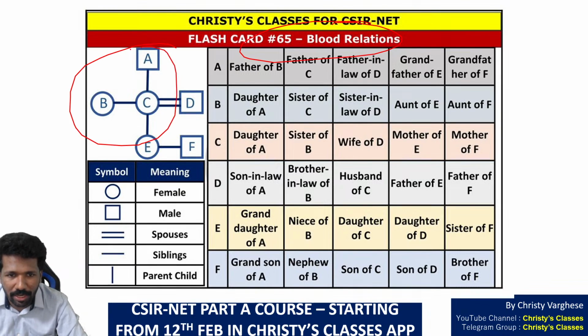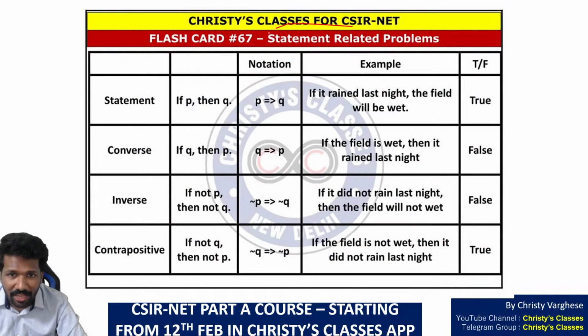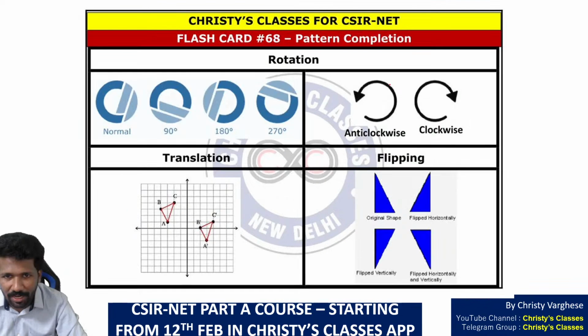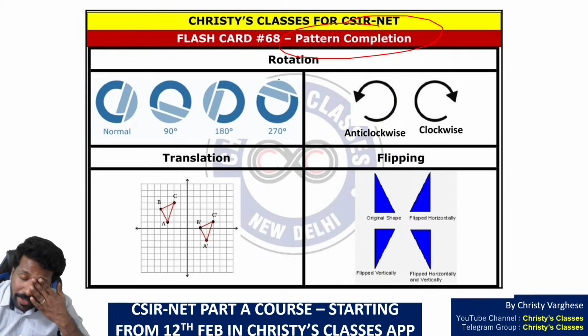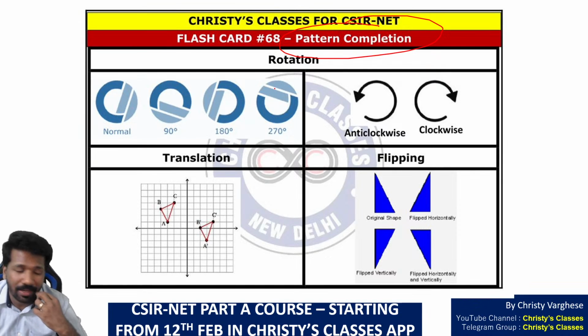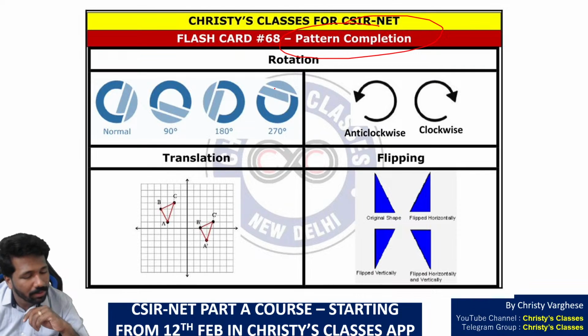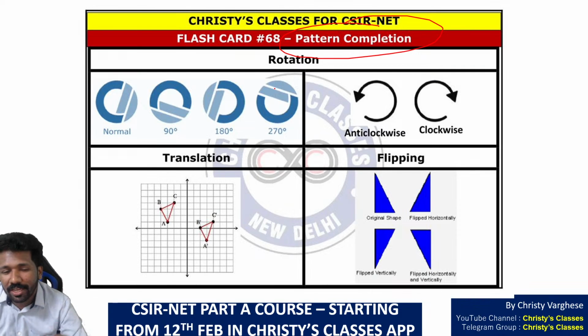How to draw blood relation tree. Statement related question. Converse, inverse, contrapositive, truthity, falsity of the statement, etc. Then pattern completion. This last year 2023 December, in most papers there were questions related to this pattern completion, or another name it can be called spatial aptitude. In GATE exam it is called spatial aptitude normally.